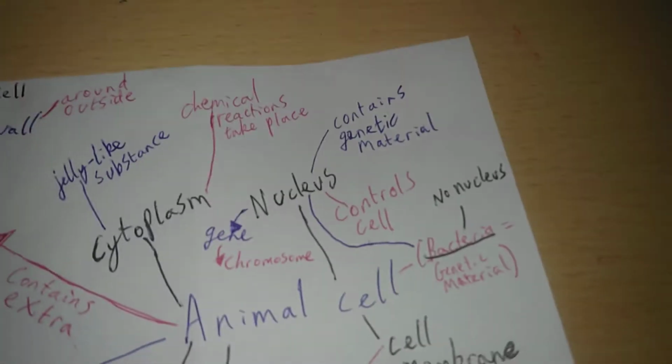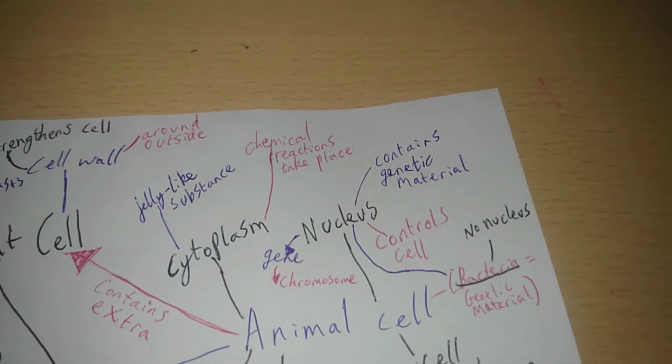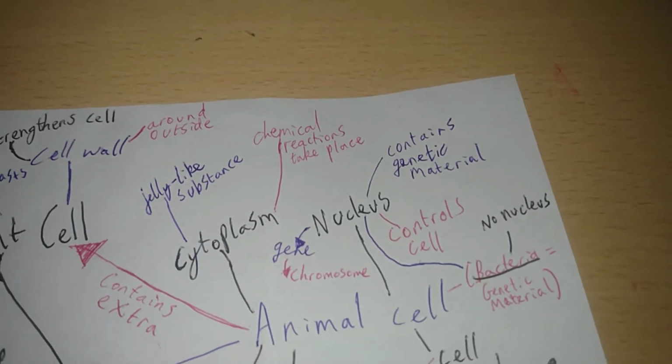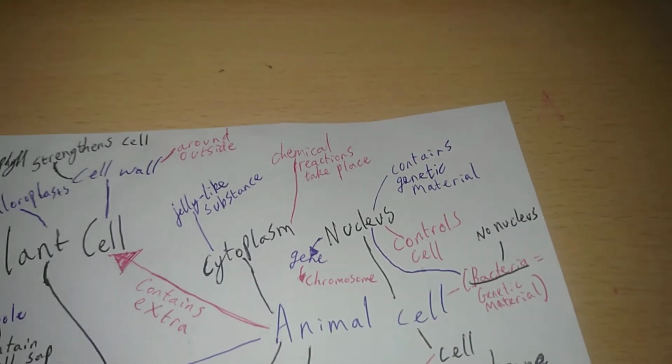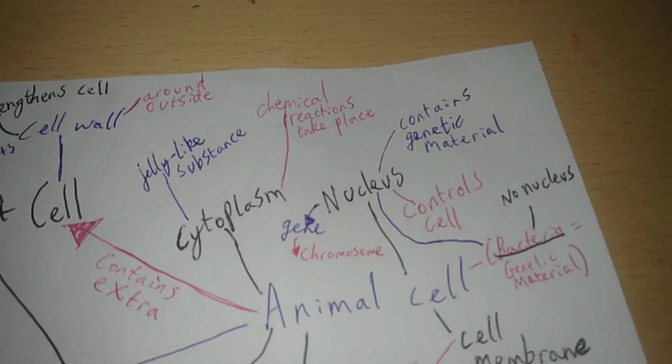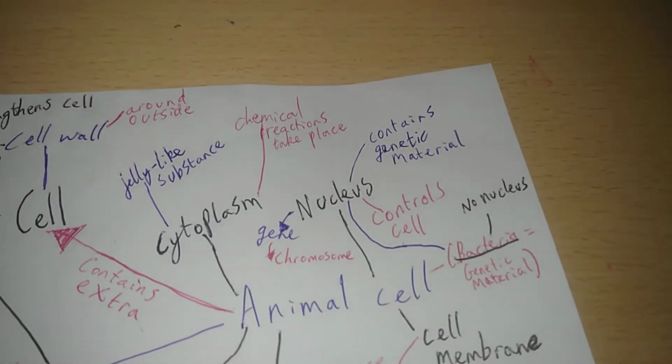Also the nucleus. It's the most important part of the cell, really. It controls what it does and contains all of the genetic material. Inside the nucleus are genes, and genes are made up of chromosomes.